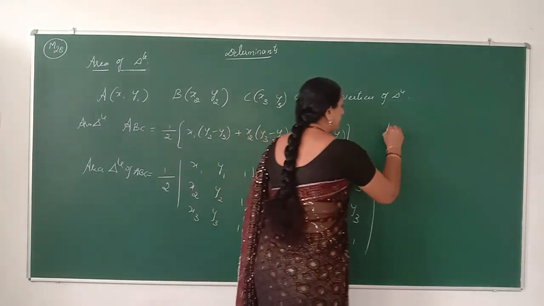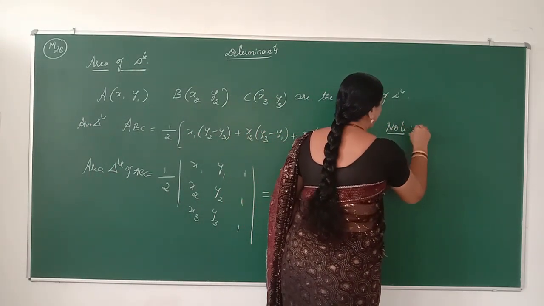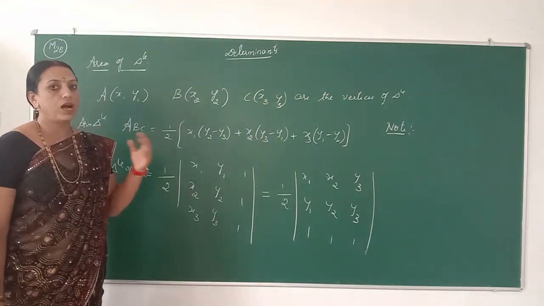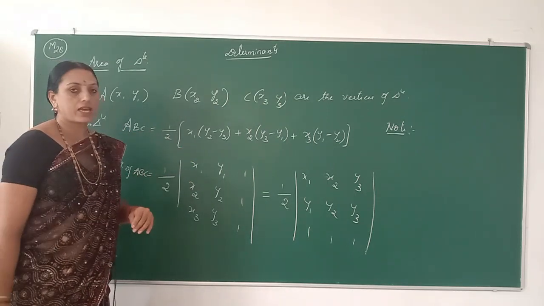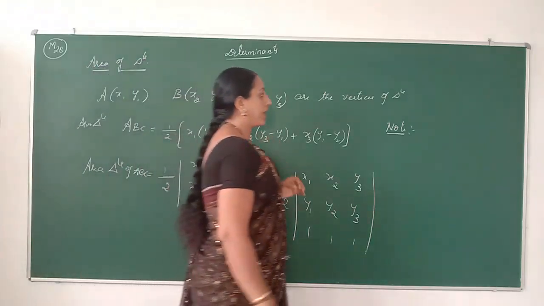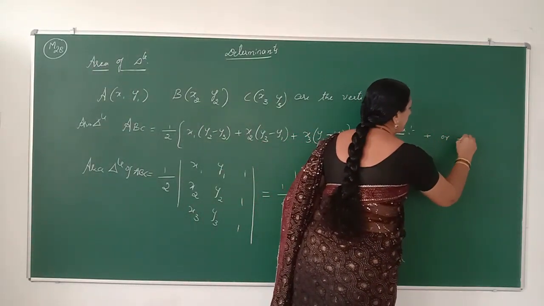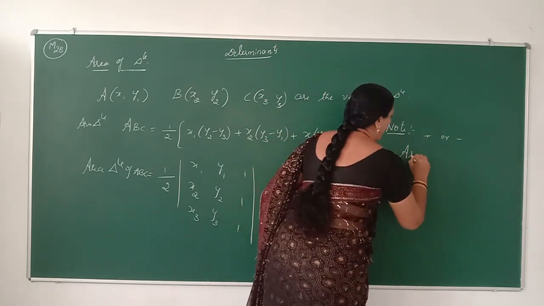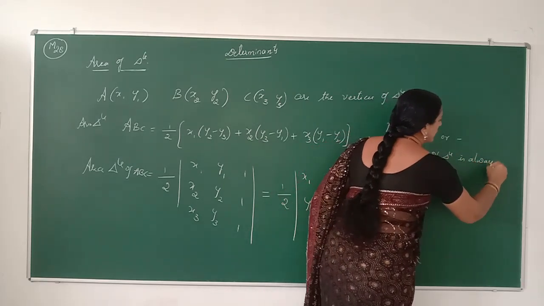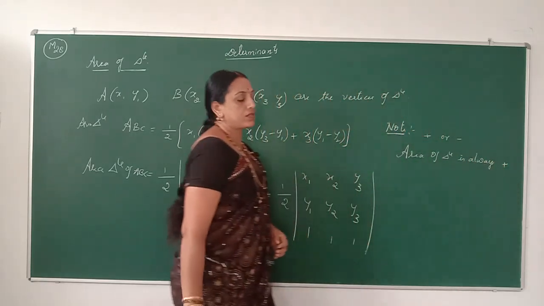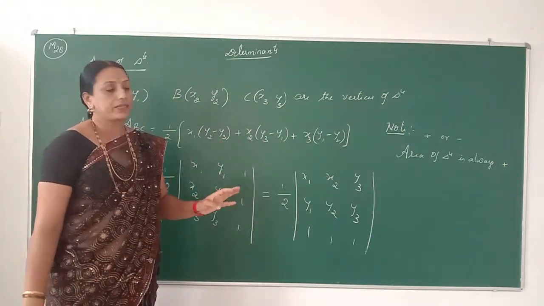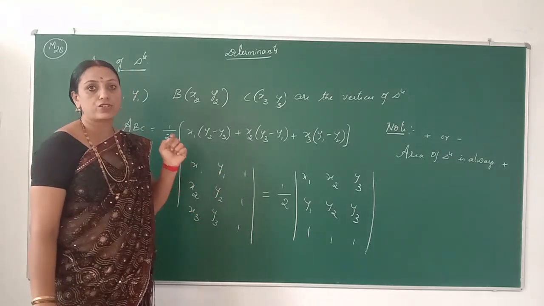Now we will look at two different points. First, the value of the determinant will be either positive or negative. In the last exercise, we already simplified some values of determinants. The value of a determinant can be positive or negative. But the area of a triangle is always positive. So, if the value of the determinant is negative, that negative sign is neglected, because the area of a triangle should always be a positive value.